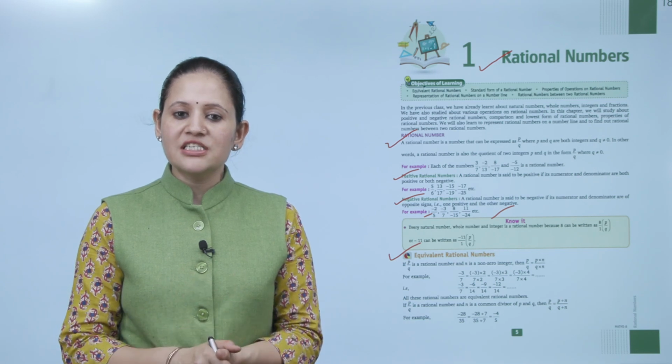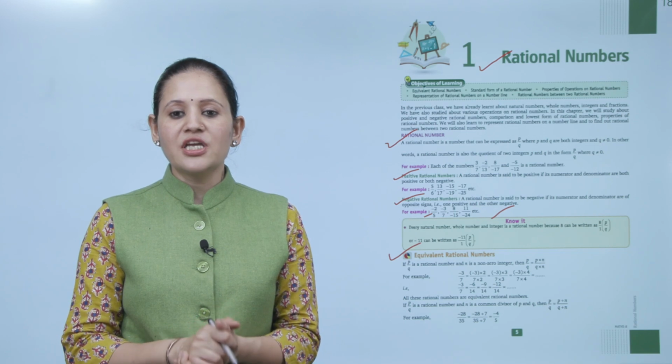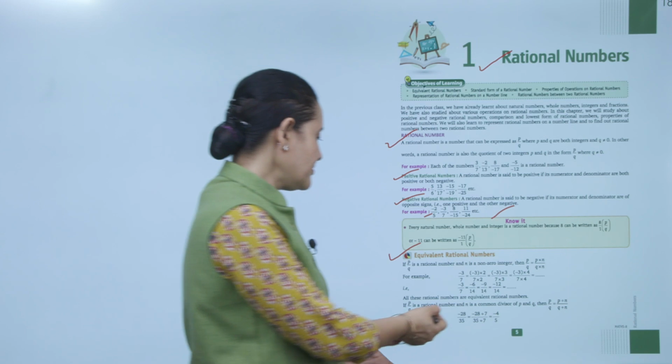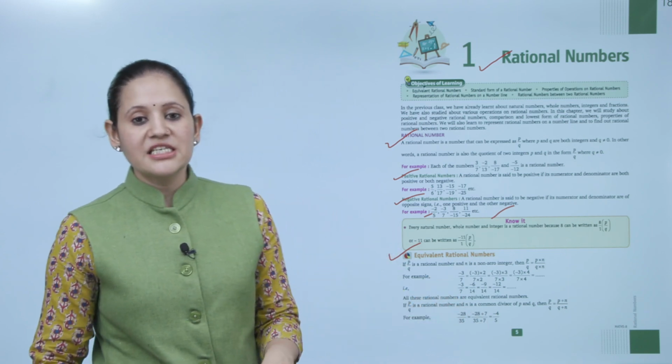If p by q is a rational number and n is a common divisor of p and q, then p by q equals p divided by n upon q divided by n. So here we have divided both the numerator and denominator of the rational number by the same number.